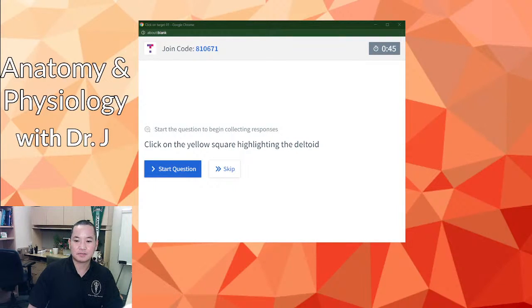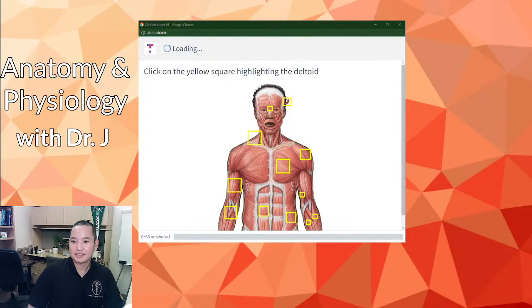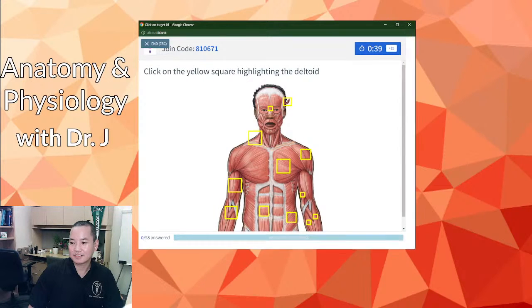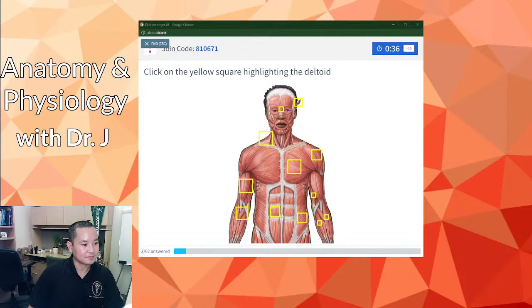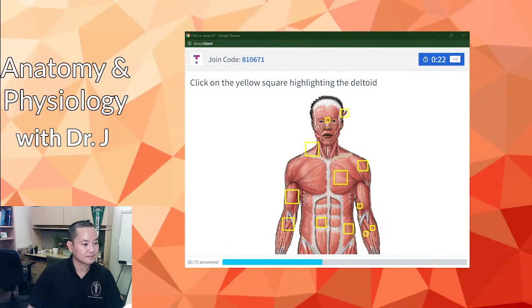Okay, so these type of questions won't appear on the exam because all the exam questions are multiple choice. This is kind of interesting. This is a click on target question, and based on the quirks of the software, click on the yellow square highlighting the deltoid. So a little review of the muscles. Remember, deltoid borrows its name from delta, the triangle, which refers to a triangle shape. So where's the triangle muscle? Even from this angle, it looks kind of triangular.